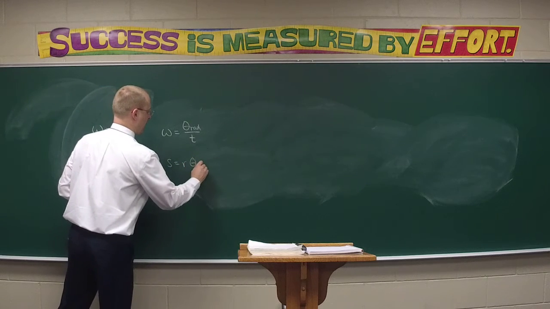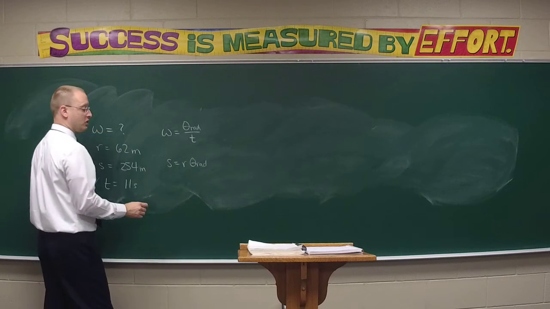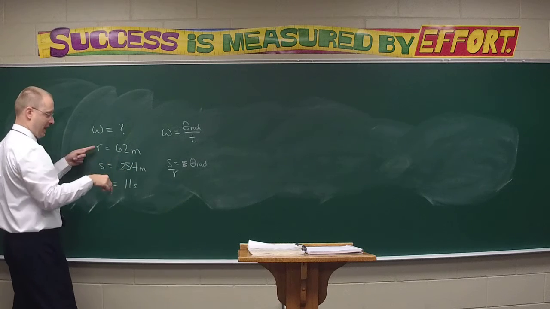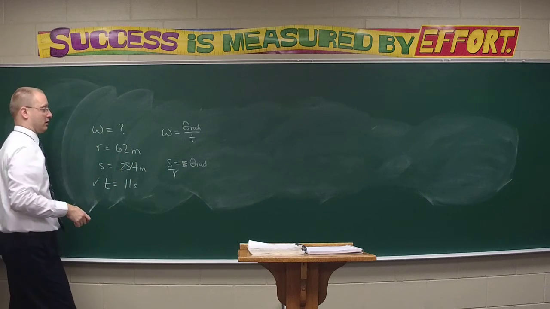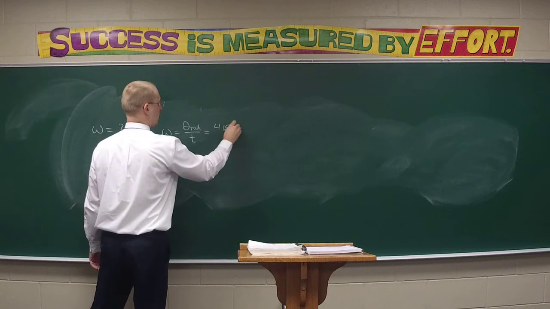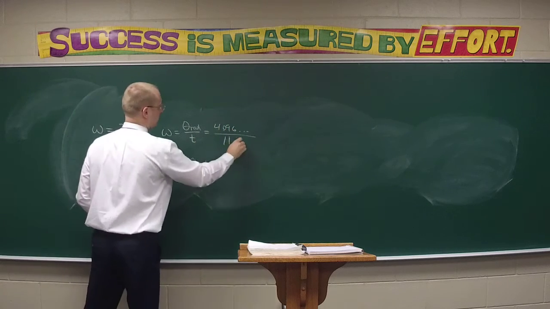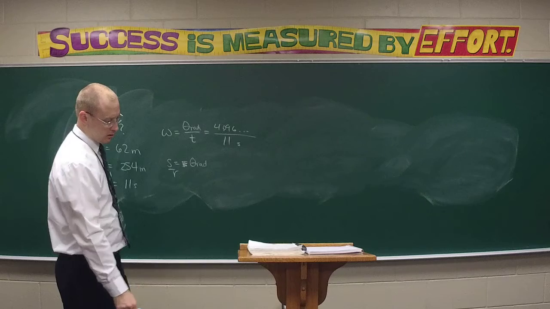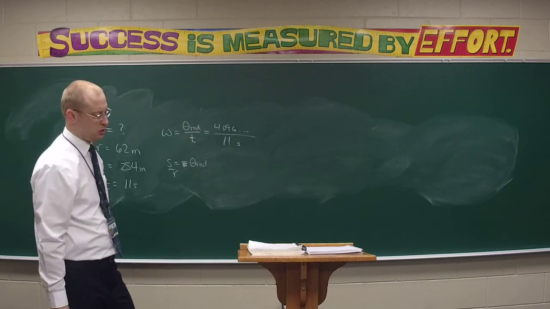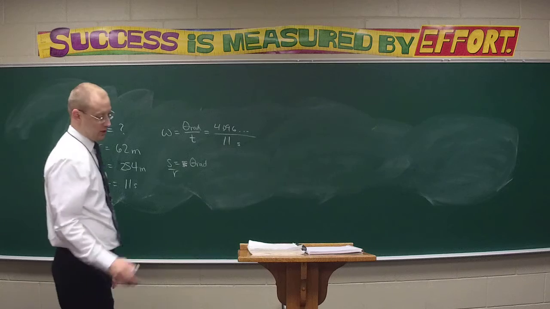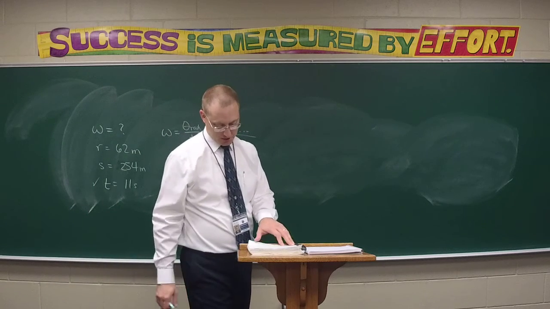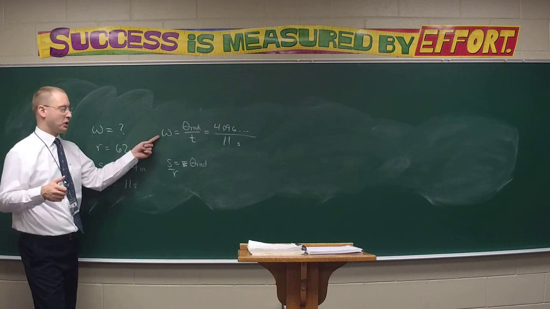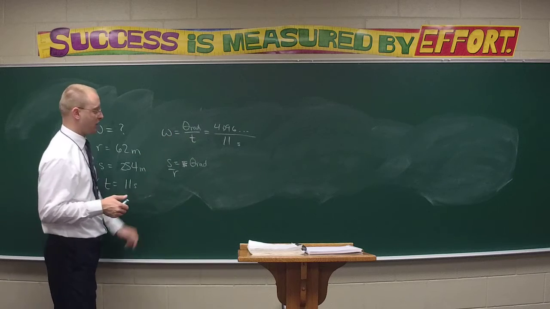S equals R theta rad. So if I want theta rad, I would need to divide away the R. So if I just take S divided by R, that is theta rad. So at your seats, S divided by R. 4.096. All right, and then divide that by the time. And what do we get? 0.372434018. How many sig figs? 2. So 0.37. And what is angular velocity? Per second. Rotation per time. So radians per second or just per second.